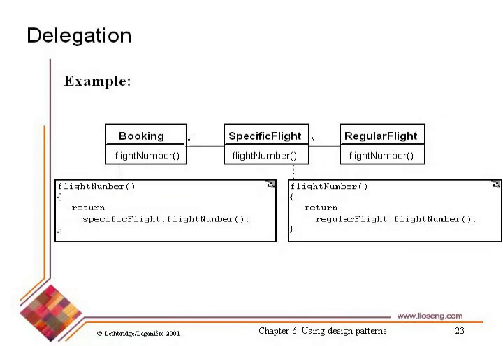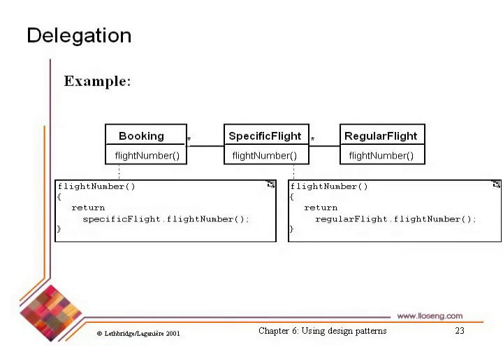Well, I delegate that to specific flight, because I don't know it. It's not stored inside the booking. It's stored somewhere else. So I pass the query to my neighbor in the class diagram, the neighbor that knows. But the specific flight doesn't even know the flight number, right? It's not stored in specific flight. It's stored in regular flight. So the specific flight, when it gets the method flight number, delegates a second level of delegation to regular flight. Regular flight says, oh okay, return my instance variable flight number. Returns to specific flight, returns to the booking.